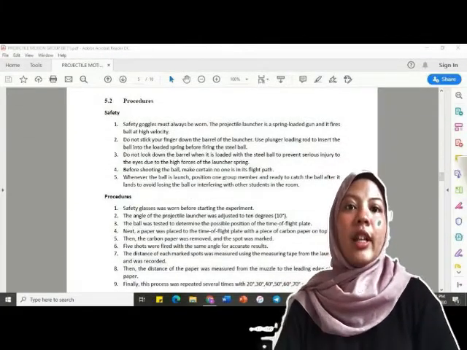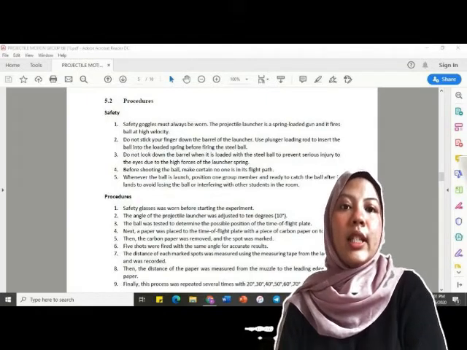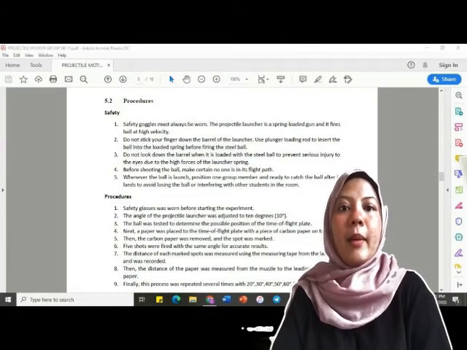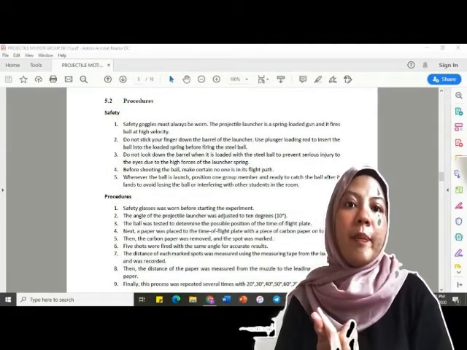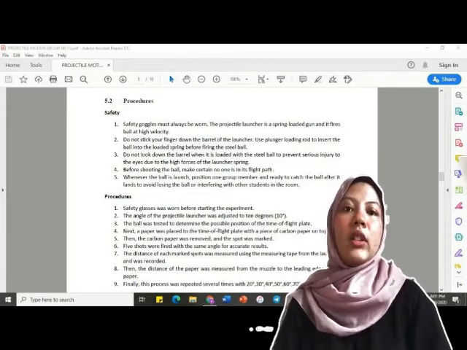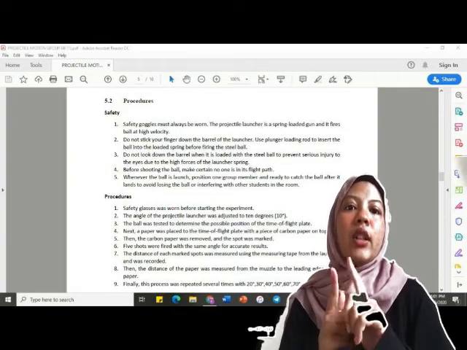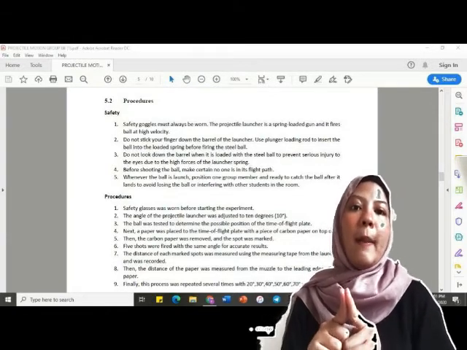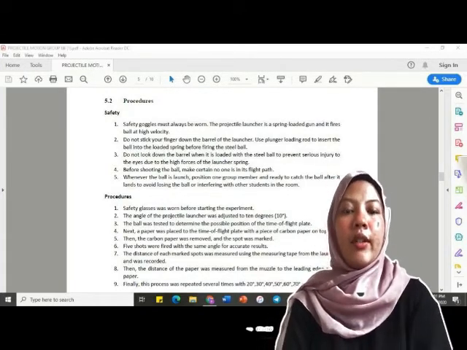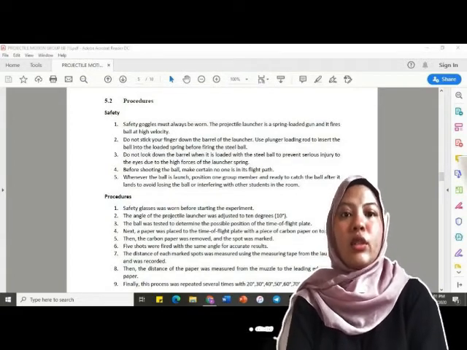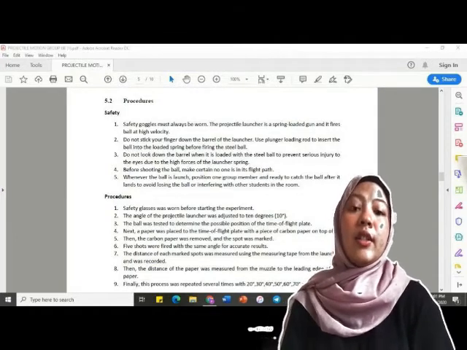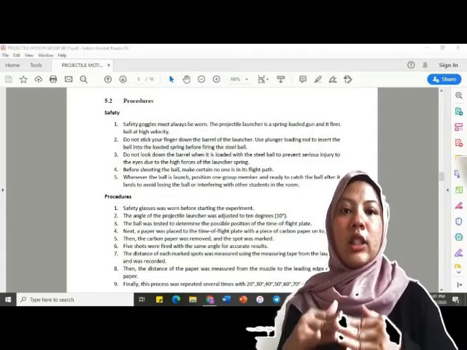Hi, my name is Fatin Nurina and I'm going to explain the safety and procedures in this experiment. First of all, we need to ensure our safety. Safety goggles must be worn because the projectile launcher is a spring-loaded gun and it fires the ball at high velocity. Secondly, do not stick your finger down the barrel of the launcher, but use a plunger loading rod to insert the ball into the loading spring before firing the steel ball. Next, do not look down the barrel when it is loaded with the steel ball to prevent serious injury to the eyes due to the high forces of the launcher spring.